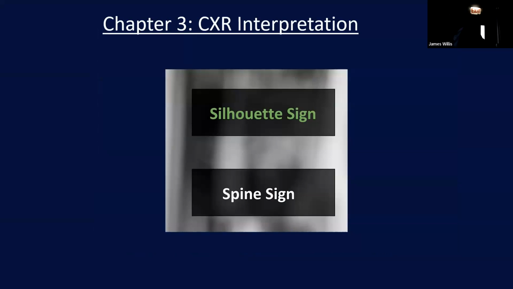All right, so we're going to move on to the two signs, which are the nuts and bolts of this presentation. So at this time, we ordered a two view, right? So we have a PA and we have a lateral view. This is a perfect time to say there's not always a time where we're going to order a two view, right? It depends on the severity of our patient. It depends on the resources that we have.